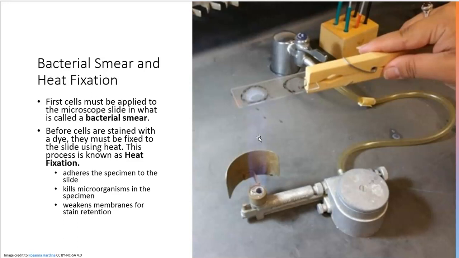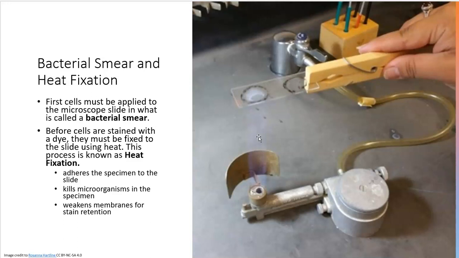You could also set the slide on the hot plate for 30 seconds to heat fix it. You could even technically hold a lighter underneath it to heat fix it, which I've seen used in the industry at my vet's office. So really it's just a term for applying heat to the slide. In our course, we tend to favor Bunsen burners or the hot plate.